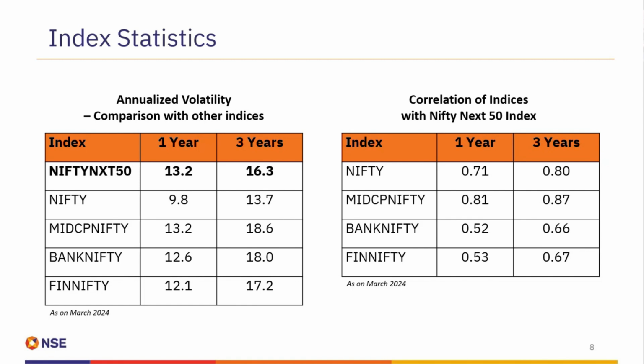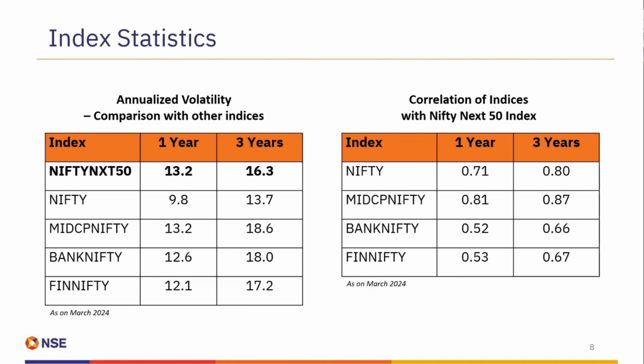Correct. And probably another important facet that people can understand here is that in 1 year, Next 50 volatility is somewhere around mid cap Nifty and slightly higher than Bank Nifty and Fin Nifty. But if we go towards a 3 year period, then with all three indices compared, it is relatively lower for Nifty Next 50. Mid cap has been rallying for the last 1 to 3 years, and that has been more volatile, of course.